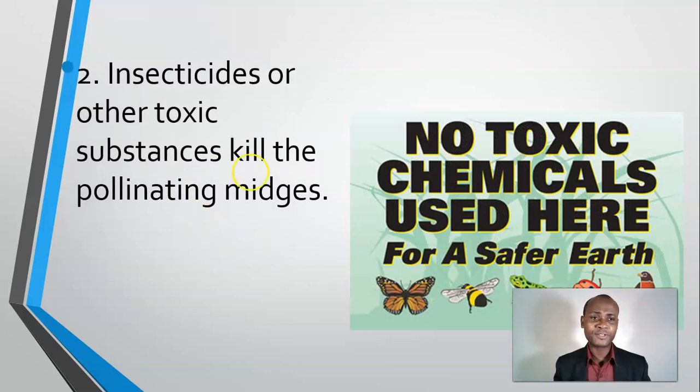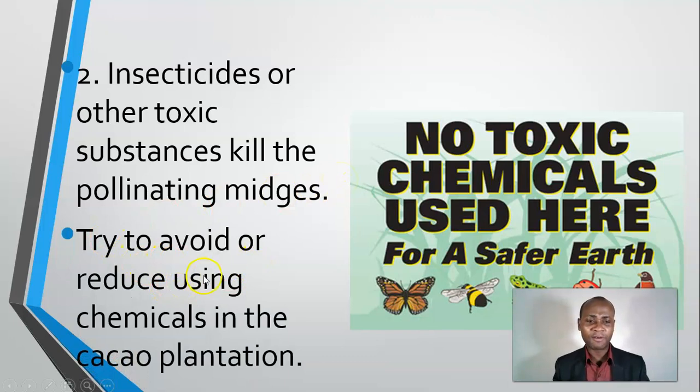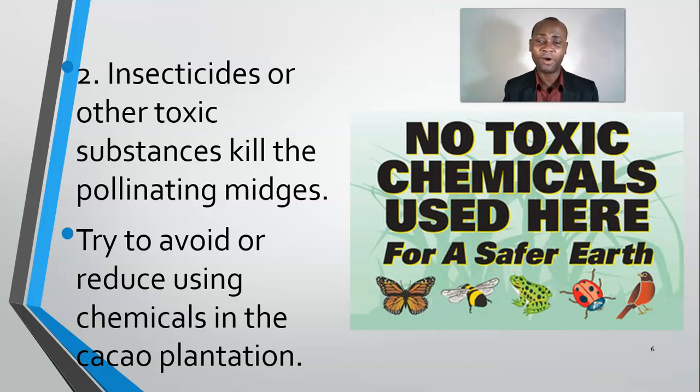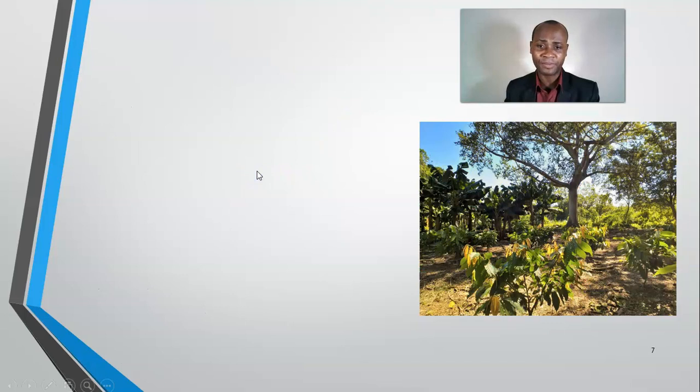Number two, insecticide or toxic substances kill pollinating midges. So try to avoid using chemicals, or at least reduce chemicals, on the cacao plantation. I know sometimes it's not really practical, except if you want to have an organic farm. Usually you use some kind of chemical on the farm, but my advice is to reduce chemical use as much as possible.